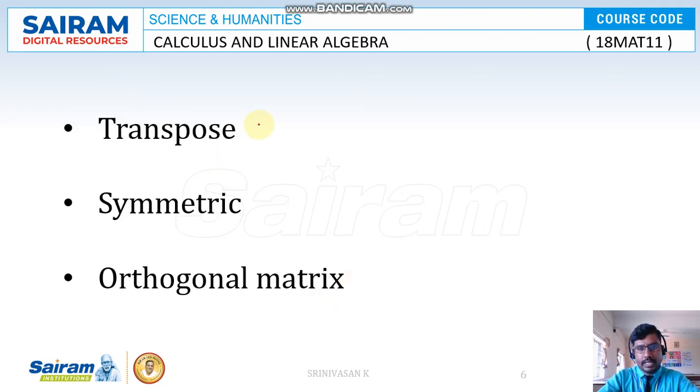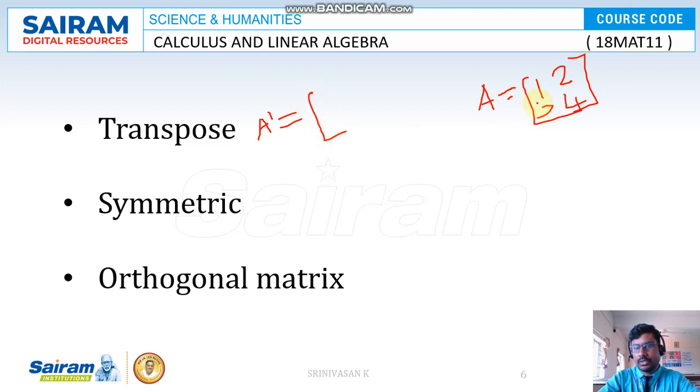What is transpose? A transpose is denoted by A power t. For example, consider A equal to the 2 by 2 matrix 1 2 3 4. A transpose is nothing but: we have to change rows into columns and columns into rows. So the first row is converted to a column, 1 and 2. The second row is converted to a column, 3 and 4. This is called A transpose.